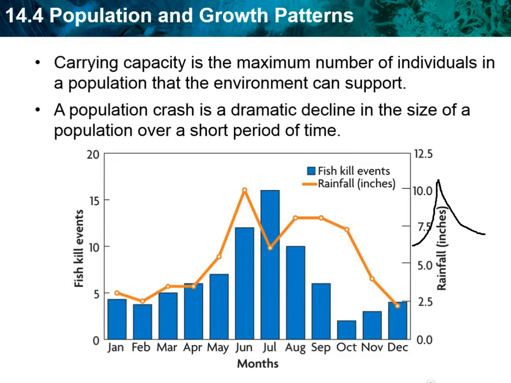So here's another example of it where you see the rainfall amount in inches. You'd end up seeing a rapid decrease. You can see the fish population is really high, and then you had not as much rain, rain starts to go down, and you end up seeing the population of fish end up going down as well.